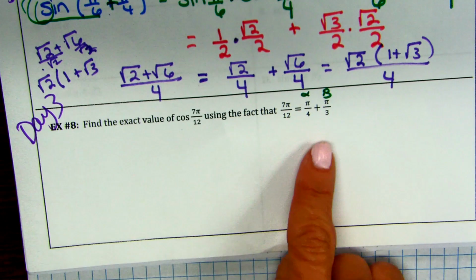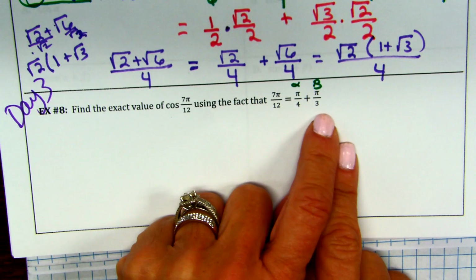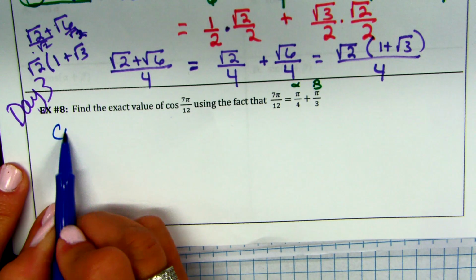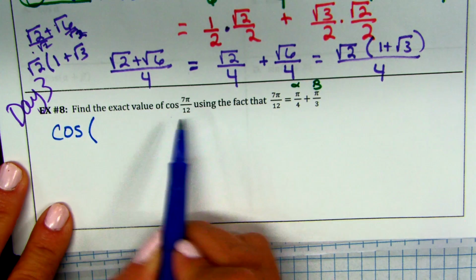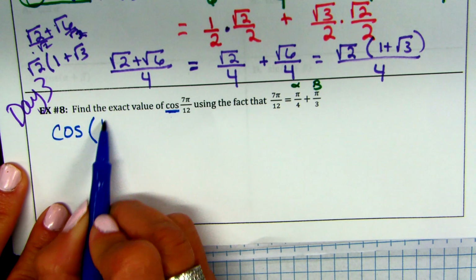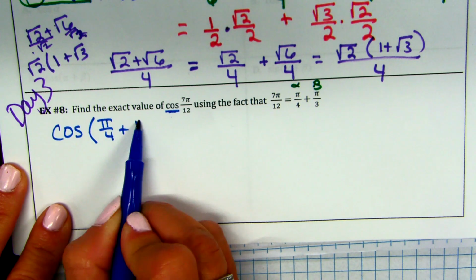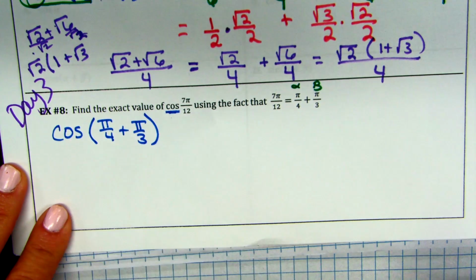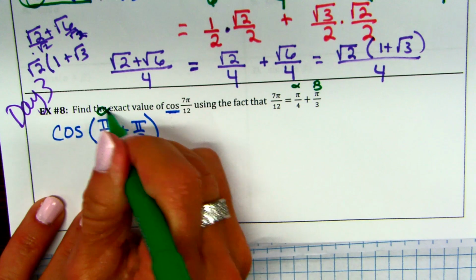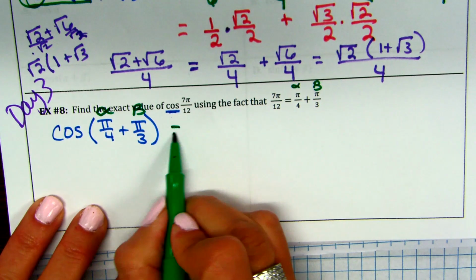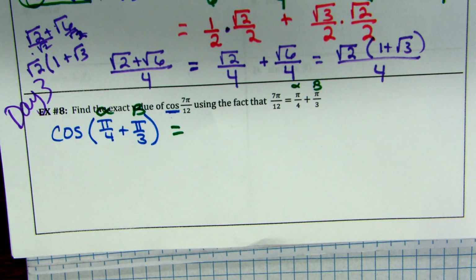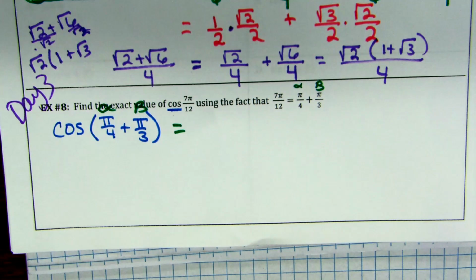But right now, they're giving us the alpha and the beta. So right now, I have cosine of pi over 4 plus pi over 3. That's what they gave me. So this is my alpha, that's my beta, and now I'm going to expand it. So try not to look up at the top. Let's try to remember the pattern.